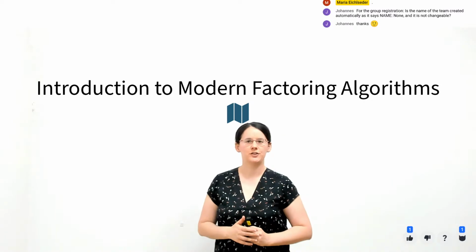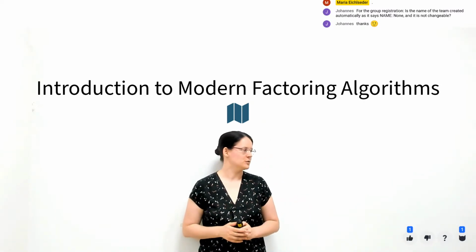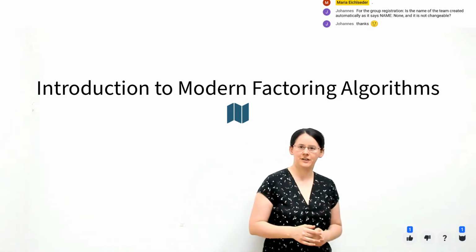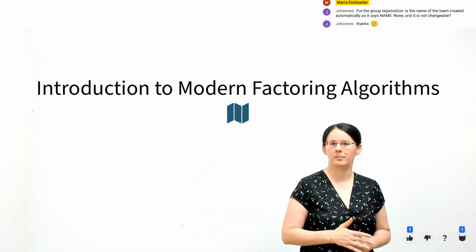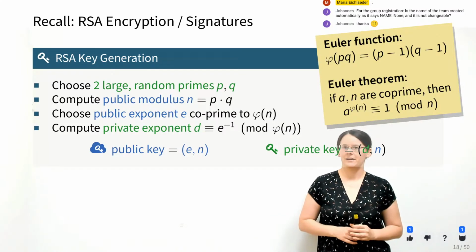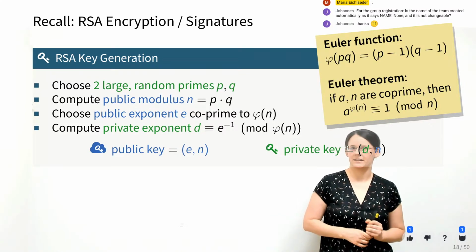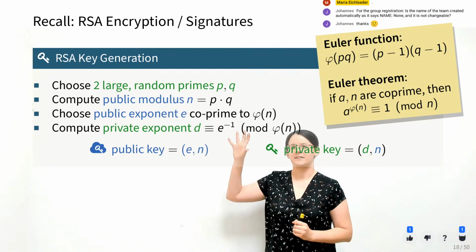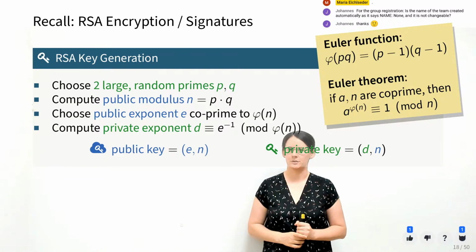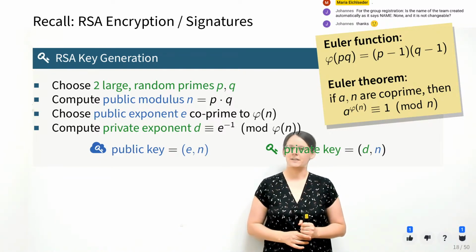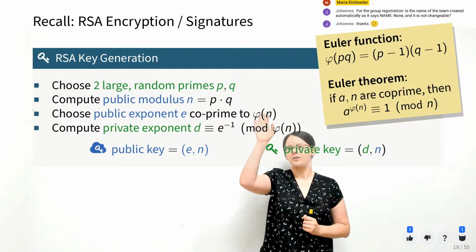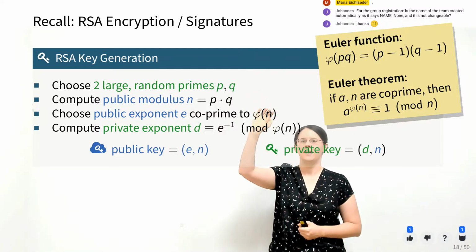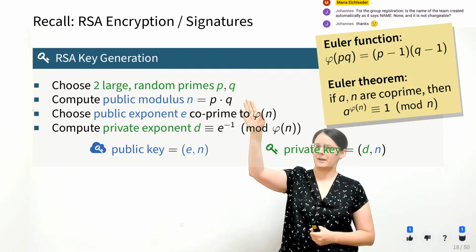So let's have a look at modern factoring algorithms. And first, the motivation why we actually want modern factoring algorithms, or what we could use them for. The main application is one specific, very well-known encryption scheme that you probably all know already, namely the RSA encryption scheme and signature algorithm. And the crucial part about this is the key generation, because the key consists of two large random primes, which we keep secret, and their product, which we make public.